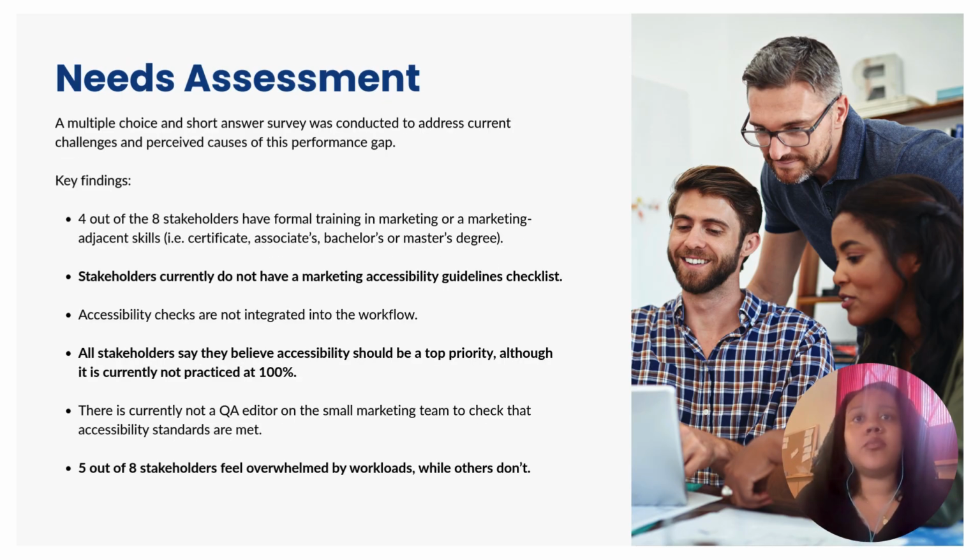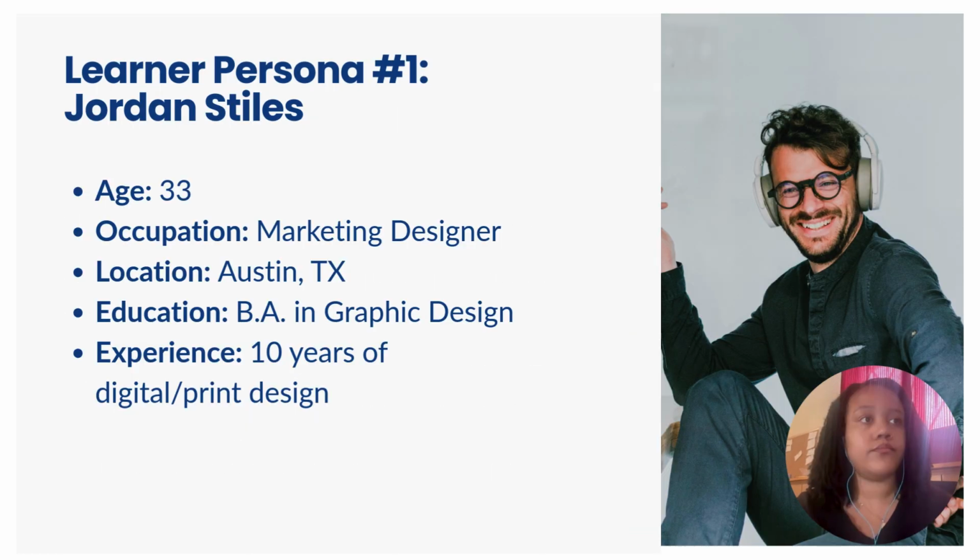So I conducted a multiple choice and short answer survey to address current challenges and identify perceived needs versus real needs of this performance gap. So a few key findings are stakeholders currently do not have a digital marketing accessibility guidelines checklist, and there's currently not a QA editor on the small marketing team. All stakeholders say they believe accessibility should be a top priority, although it is not currently practiced at 100%. And 5 out of 8 stakeholders feel overwhelmed by workloads, while others don't.